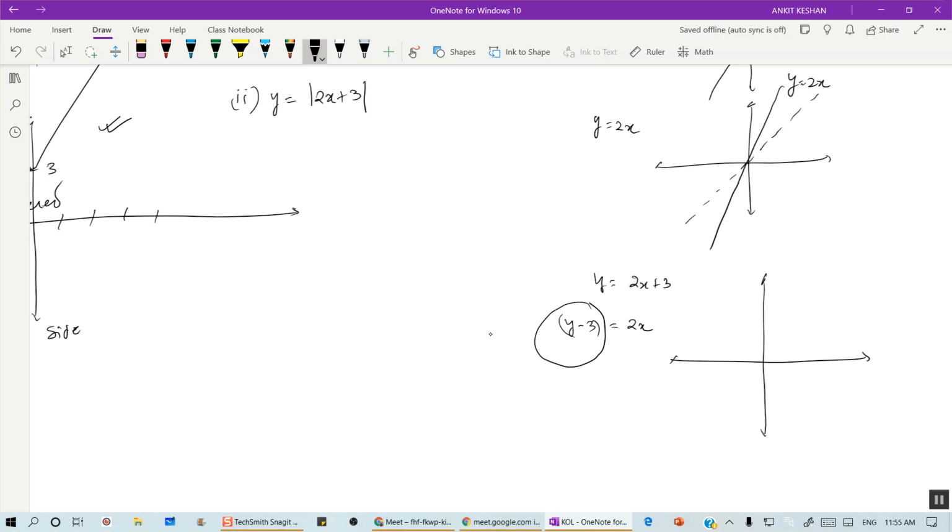So when we subtract some number from y, it increases in the y-axis. We subtracted 3 from y, it increased in the y-axis. So from origin we moved forward to 3. Let me copy paste it. Control C, Control V.